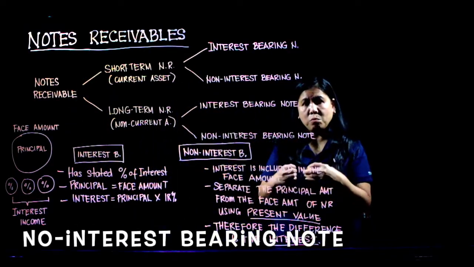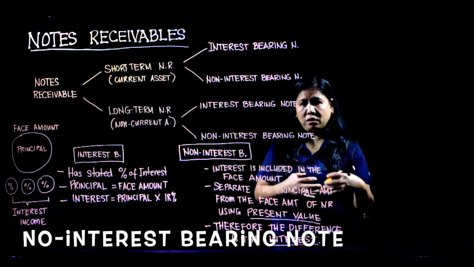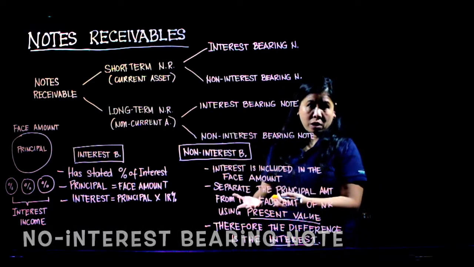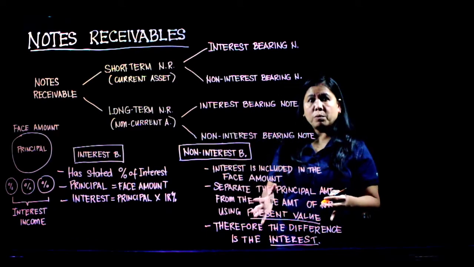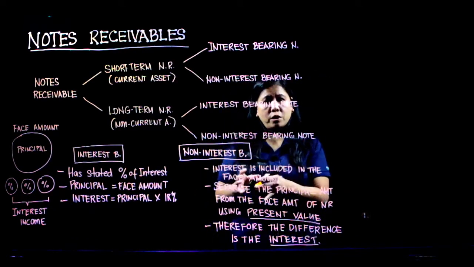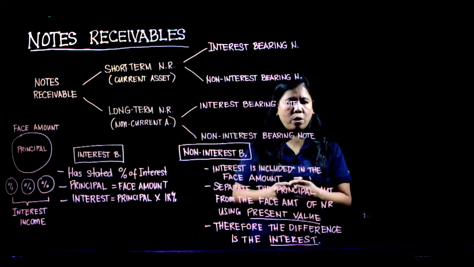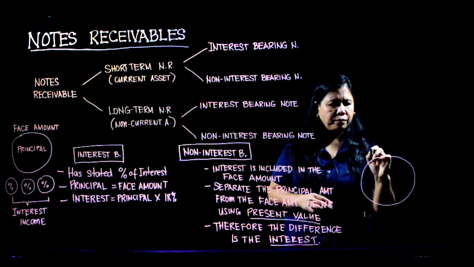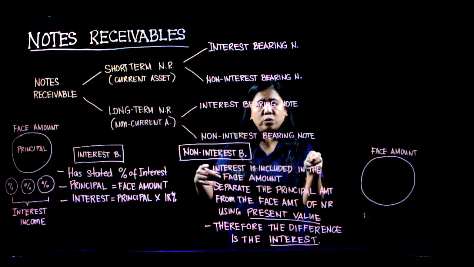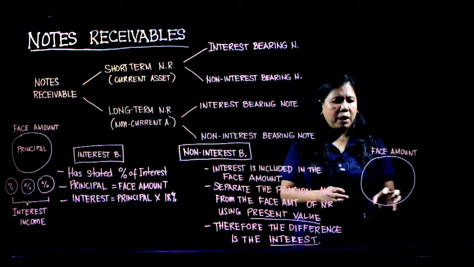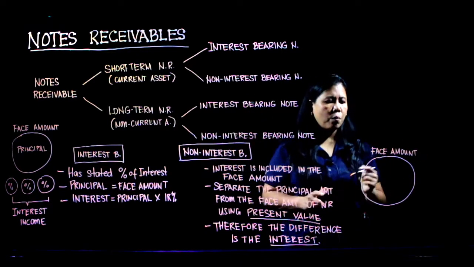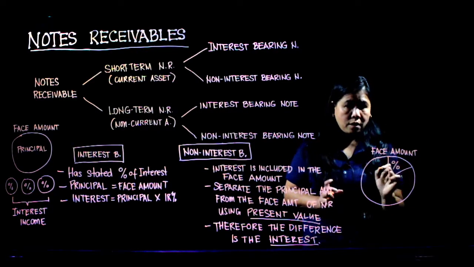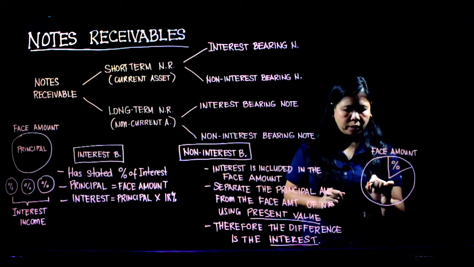For the non-interest-bearing note, the name itself says non-interest, meaning we don't receive an interest from the maker over the life of the notes receivable. The interest is included in the face amount of the promissory note. So if the pizza represents the face amount, a portion of this pizza is your interest, and the rest is your principal.